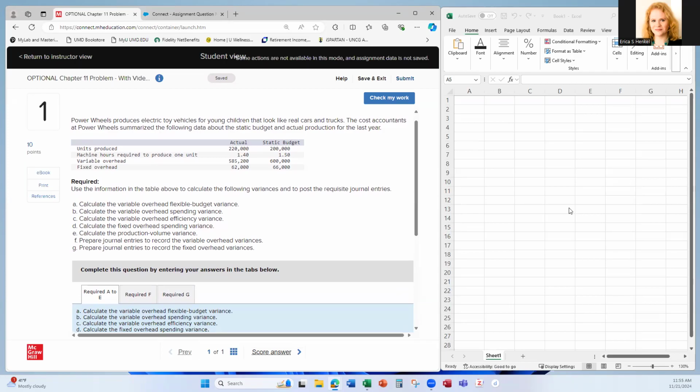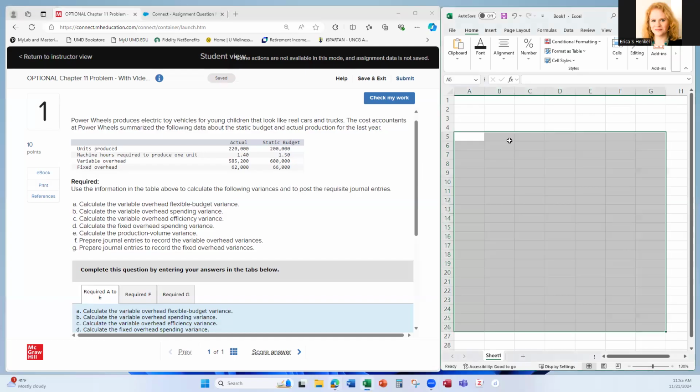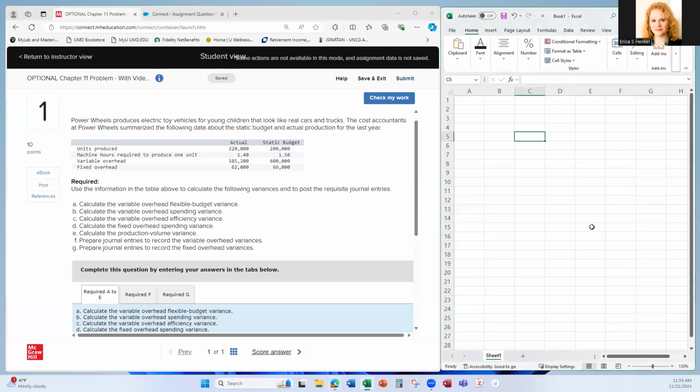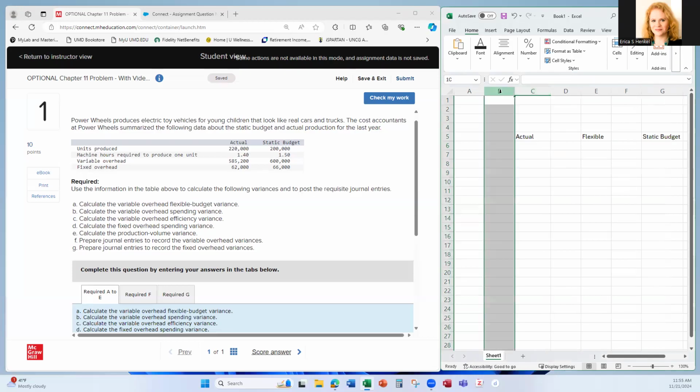So we've got Power Wheels. They produce electric toy vehicles for children that look like real cars and trucks. And they gave us both the actual and the static budget here. So I'm going to start a little worksheet here, and I'm going to put in the actual and the static budget and what we know from each of these. We're just going to walk through the numbers that we have so that we can get an idea of what our flexible budget looks like, et cetera, and how we would formulate that, right?